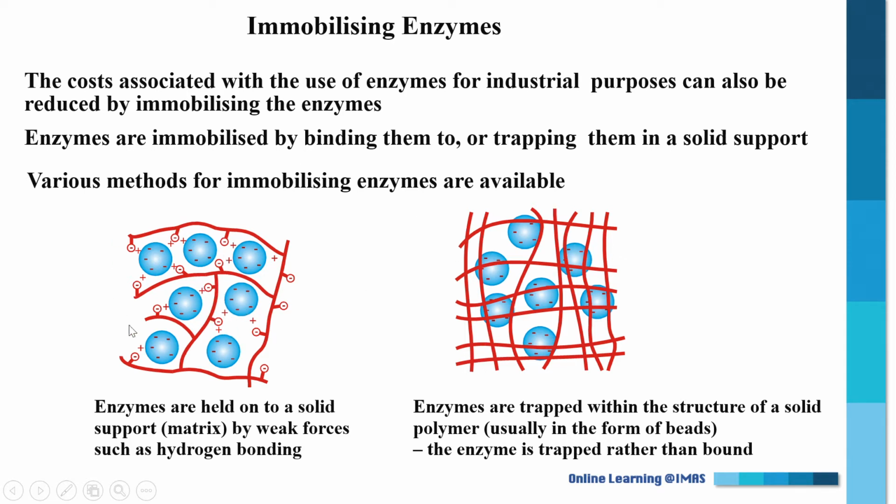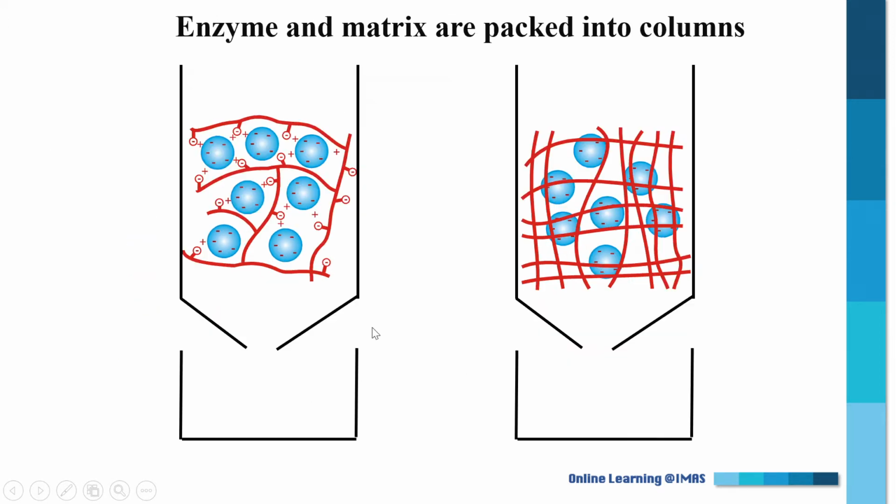Once I do that, I can pack my enzyme inside what we call columns. So this is our column. The enzymes are on a matrix, and the matrix is packed into columns. Now, whatever liquid I want to digest, I just pour my liquid over my enzyme, the enzyme will do the job, and after that I can reuse my enzyme.